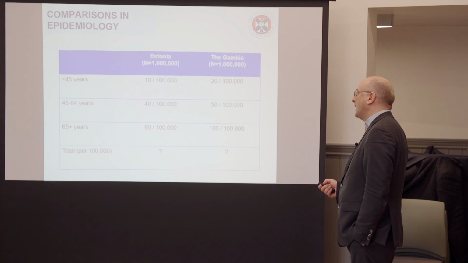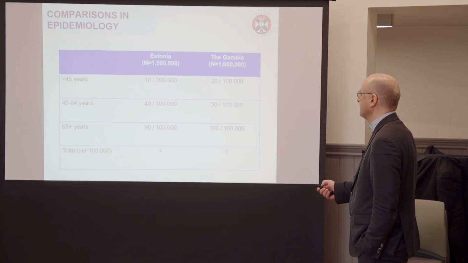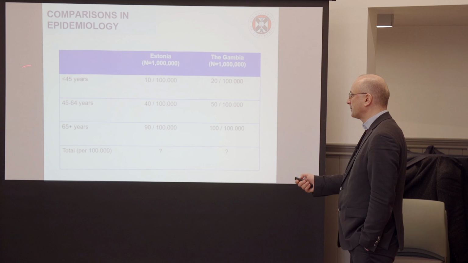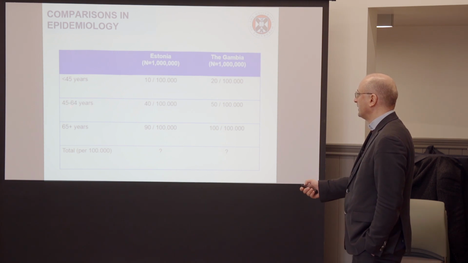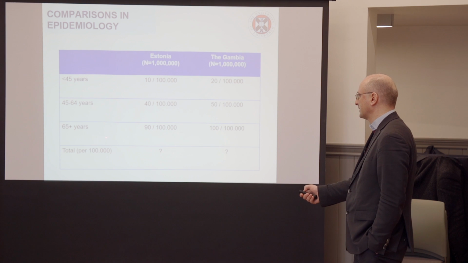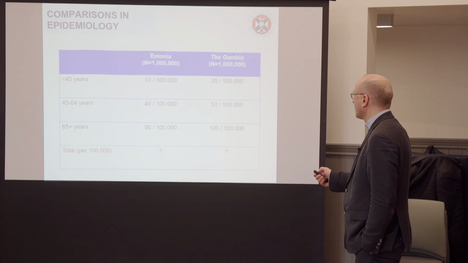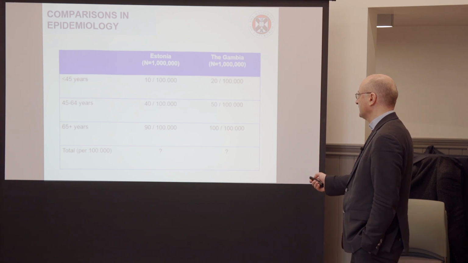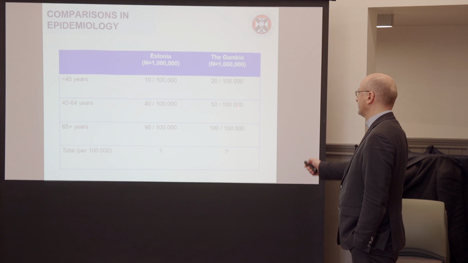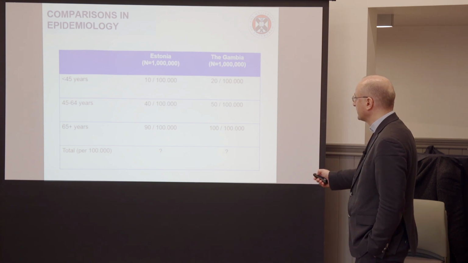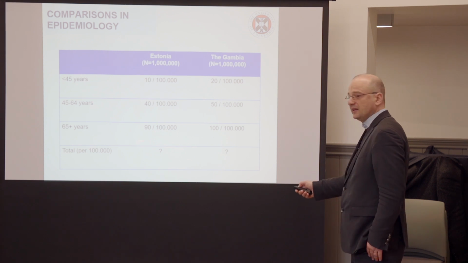Okay, so let's look at the age distribution in Estonia. In Estonia, people less than 45 years, 45 to 64, and 65 plus have 10, 40 and 90 per 100,000. Gambia, 20, 50 and 100. So if you look, the Gambia people have higher incidences of lung cancer in all age groups than Estonia. But then what is the total?